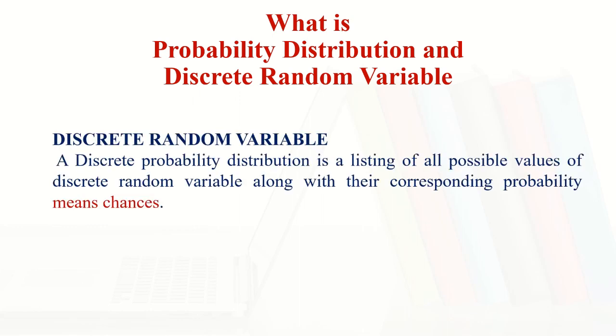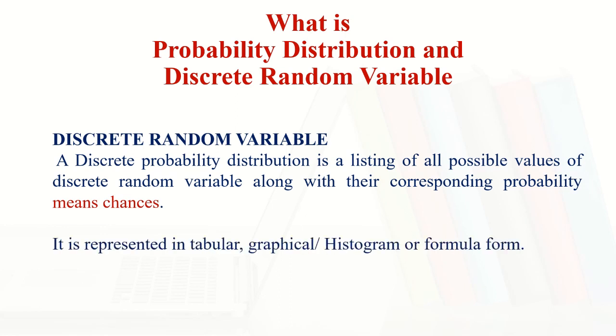A discrete probability distribution is a list of all possible values of a discrete random variable along with their corresponding probabilities, like we can say chances of the occurrence. It is represented in tabular or graphical form, which is also known as a histogram, or sometimes in a formula form.